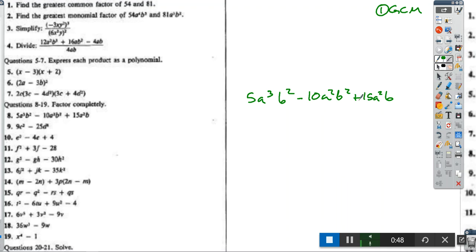So I can't help but notice that 5 goes into all of them. They all share a factor of a, and the smallest a we have is a squared, because a squared goes into a to the third. The smallest factor of b we have is just a plain old b. All right, so we're going to divide each of these by 5a squared b.